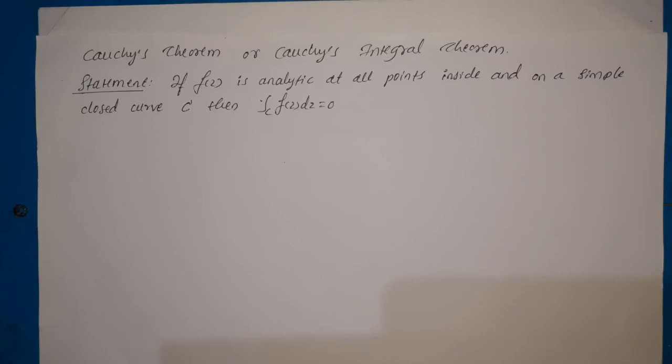So here simple closed curve means, for example, a circle is a simple closed curve because the structure of the circle is closed: where the curve starts, at the same point the end point will be there. So that is the meaning of the simple closed curve, means there is no overlapping of the curve and there are no loops in that curve. So that curve is simple closed curve.